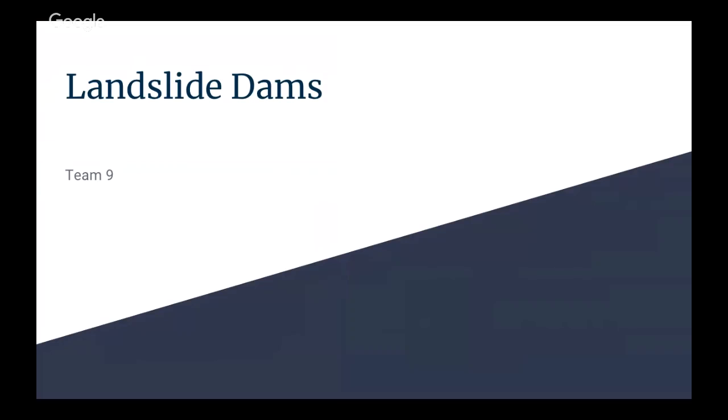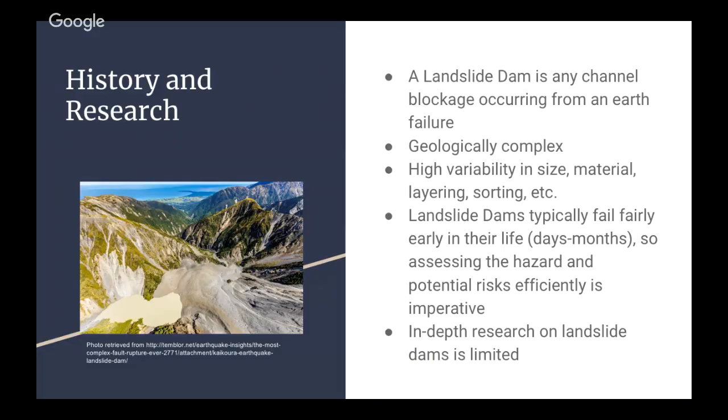Hey guys, we're Team 9. We're talking about the hazards associated with landslide dams. If there's ever a landslide that blocks a body of water or a stream or anything like that, you can end up with damming of water behind it. And if that fails, which they often do quite unpredictably, you can end up with fairly significant hazards.